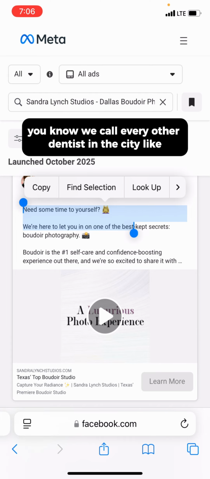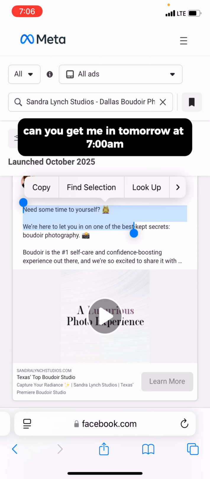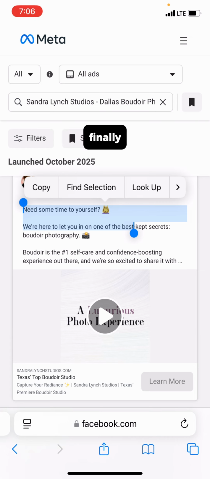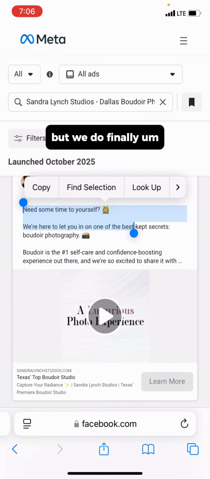But this tooth's killing us. So we call every other dentist in the city, like, hey, can you get me in tomorrow at 7:30 a.m.? And we finally find someone that can get us in at 7:30 a.m. Yes. Like, dude, finally. We barely sleep at all, but we do finally get up at 7:30 a.m.